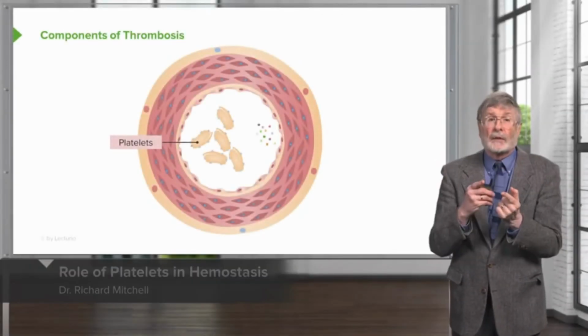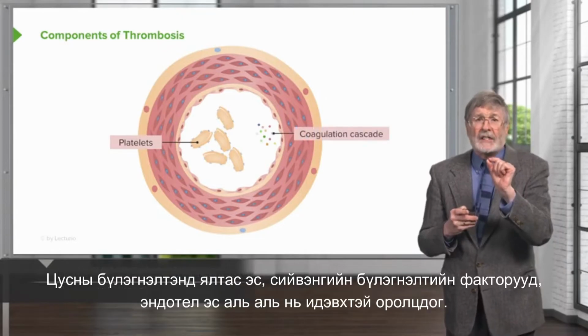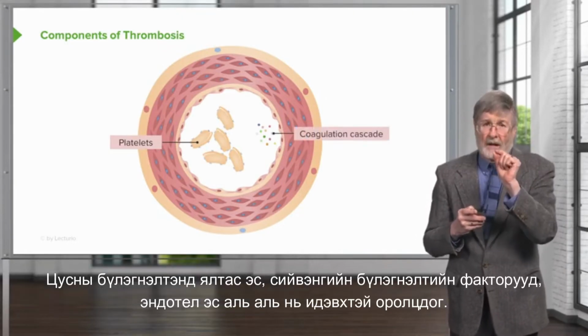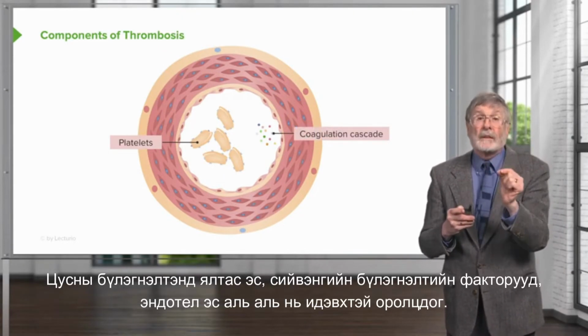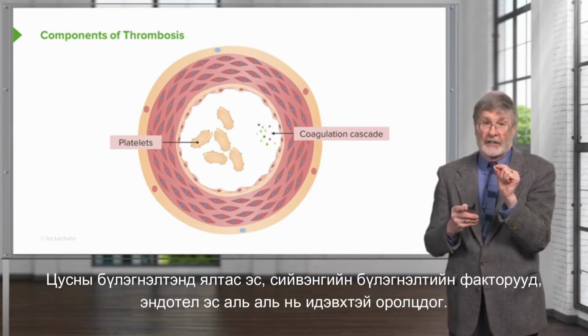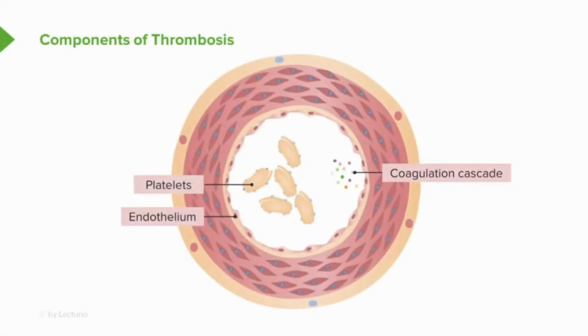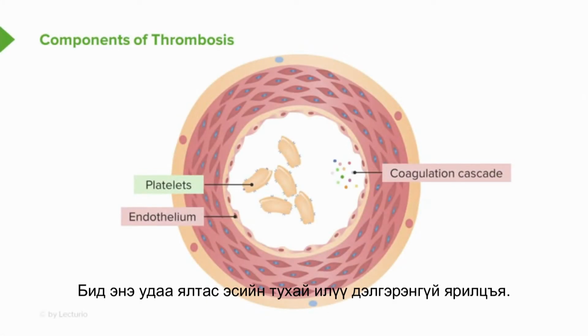Okay, back to the components of thrombosis. Platelets that are in the bloodstream, the coagulation cascade that we will come back to but is going to be activated concurrently with our platelet recruitment and activation, and endothelial cells. All are going to be major players. But for the remainder of this session, we're going to talk about platelets and the specifics.